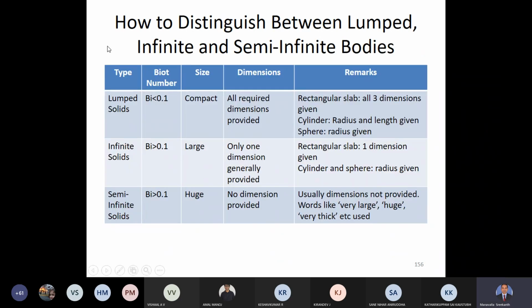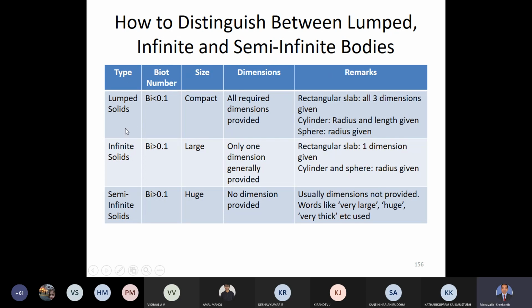Now, in any real-world situation or in examination conditions, you will not be told whether it's a lumped system or a semi-infinite or an infinite system. So how to distinguish? I have tried to put some hints here. They are very general hints and are generally applicable, but there can also be some exceptions. But we'll go by this.